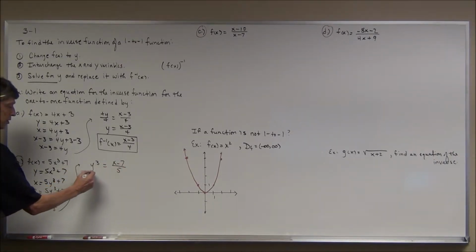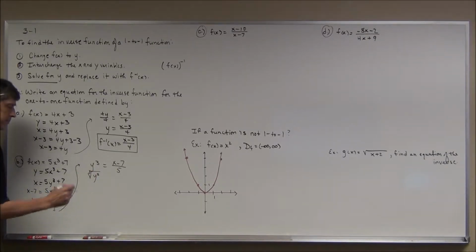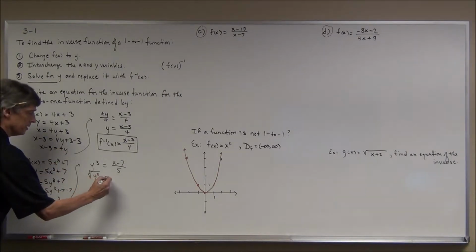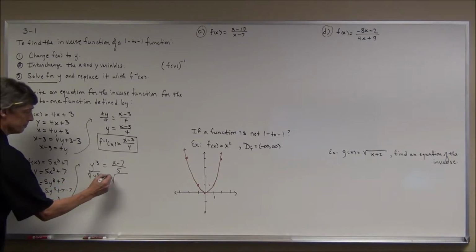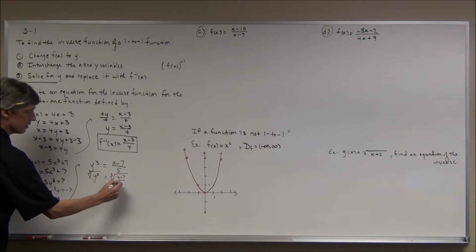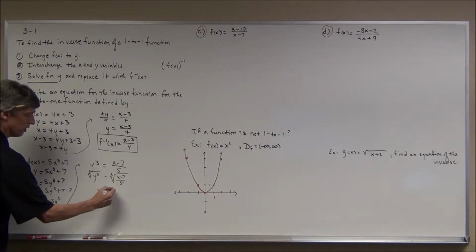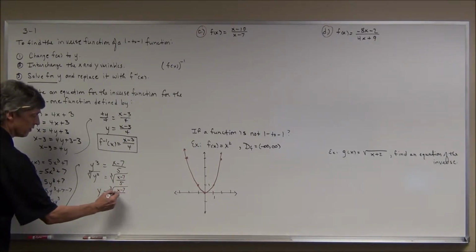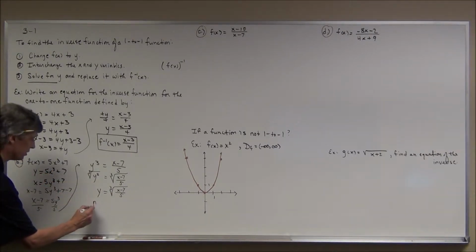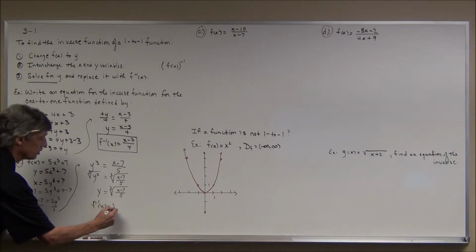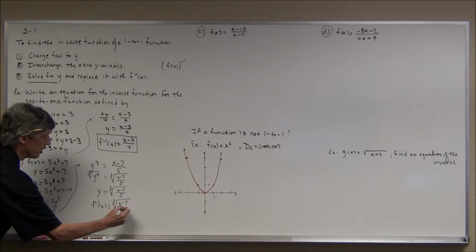I'm going to take the cube root of both sides. Now, unlike a square root or any other even indexed root, you don't pick up the plus or minus, because you can take the odd indexed root of a negative number. And I end up with y is equal to the cube root of x minus 7 all over 5. Now, if this was a multiple choice problem on a test, and I look for this answer for my inverse, I might not find it. By the way, f inverse of x is equal to the cube root of x minus 7 all over 5.